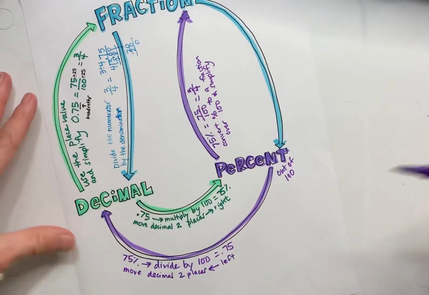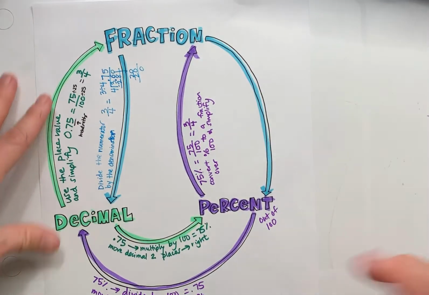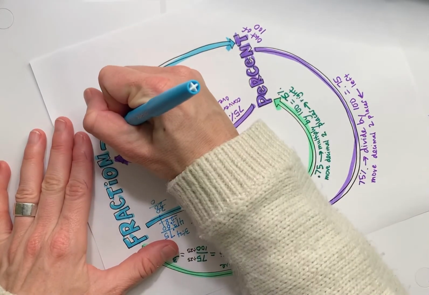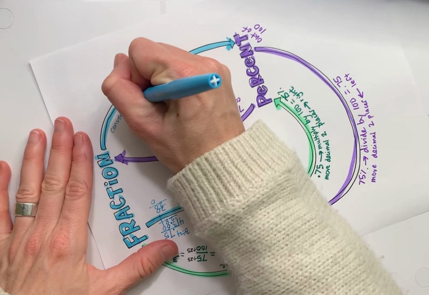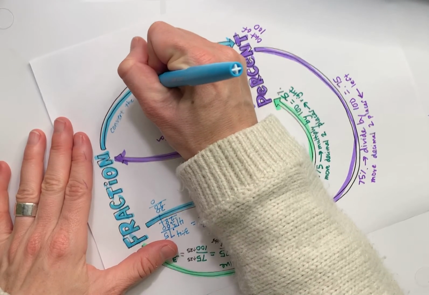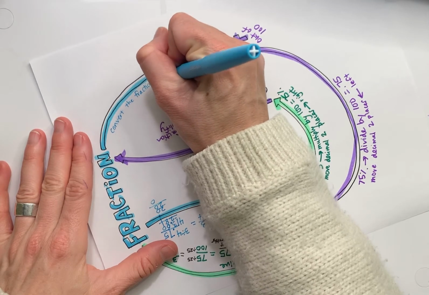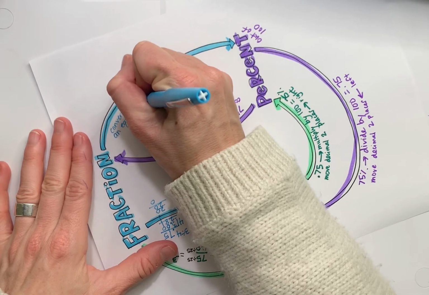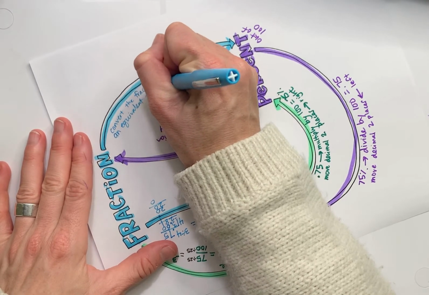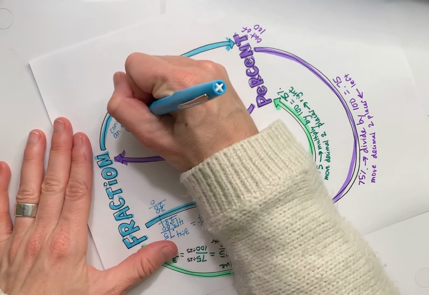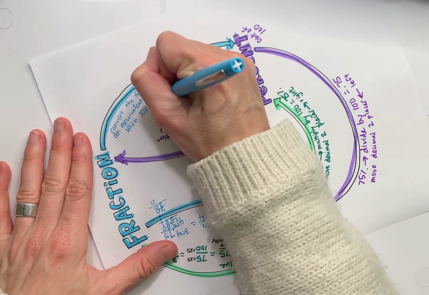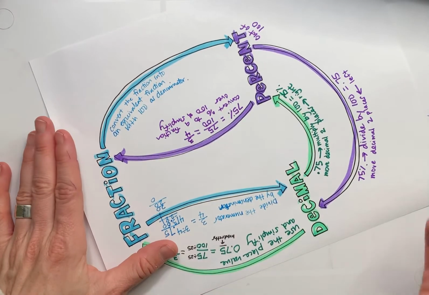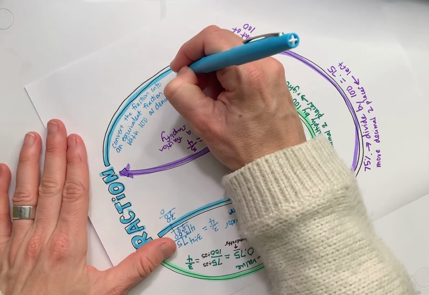All right, and now the last one, going from a fraction to a percent. You are going to convert the fraction into an equivalent fraction with 100 as the denominator. Okay, so again, we'll keep using this 3/4.